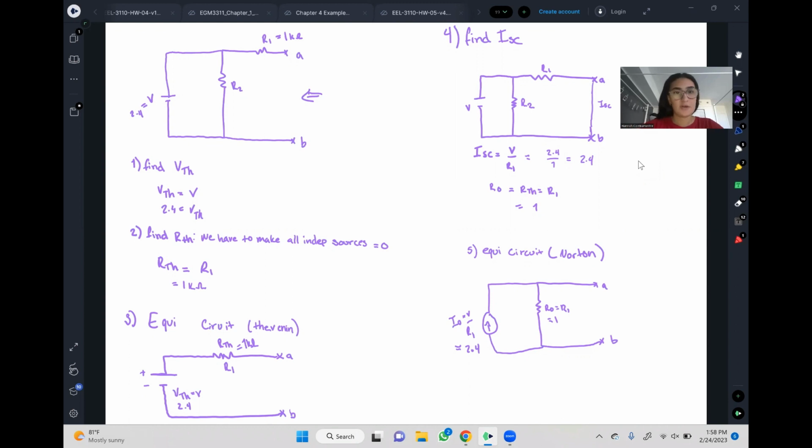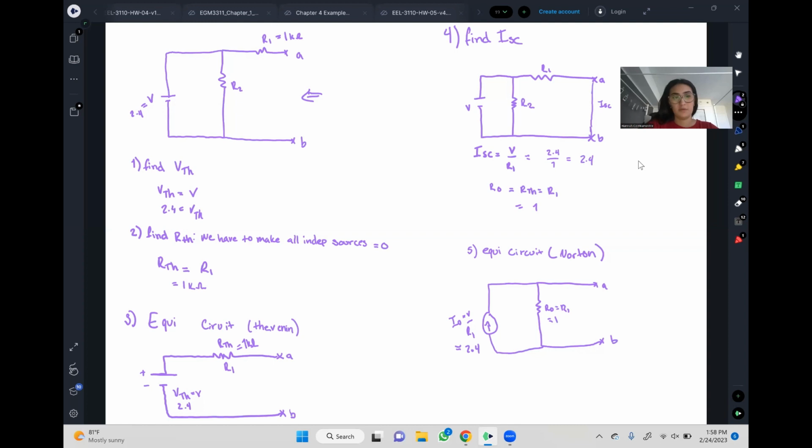Anyways, so you have your circuit, and then in order to find your VTH, it is equal to your voltage, which is 2.4 in this case. That's what I chose as the voltage. So if VTH is equal to 2.4, then we have to find our RTH, which we have to make all our independent sources 0. And for this case, the RTH is equal to R1. So I chose the R1 to be 1. So then we have our equivalent circuit, which we drew out over here. I'm zooming in. So this is the equivalent circuit for the Thevenin.